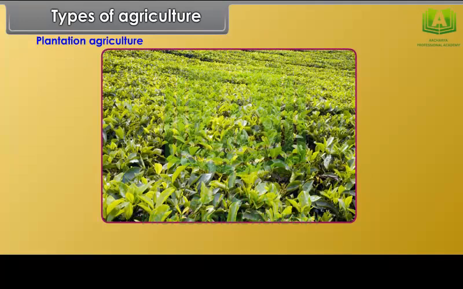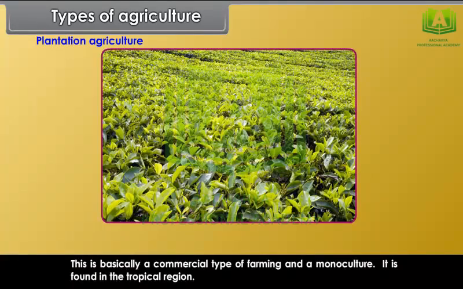Plantation agriculture. This is basically a commercial type of farming and a monoculture. It is found in the tropical region.